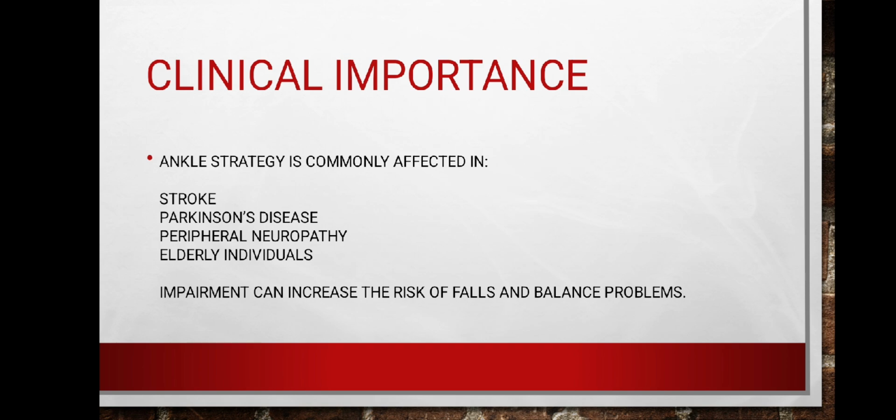Clinical significance in physiotherapy. Ankle strategy plays a major role in the rehabilitation of patients with neurological or musculoskeletal disorders, often leading to impaired ankle strategy, poor balance and increased fall risk. Examples: stroke, Parkinson's disease, peripheral neuropathy. First is stroke. Stroke patients may have weakness or delayed muscle activation around the ankle, reducing their ability to perform effective postural correction. Second is Parkinson's disease. Patients often exhibit rigidity and reduced automatic postural responses, resulting in impaired ankle strategy. Third is peripheral neuropathy. Loss of sensory feedback from the feet decreases the effectiveness of ankle-based balance control.